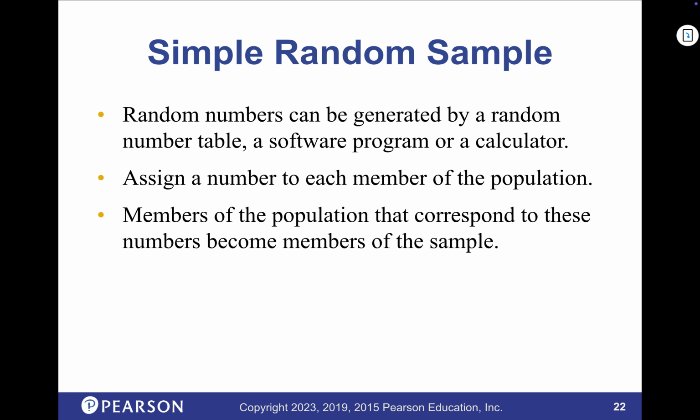We're going to walk through one method of doing this. One way is you could use a table of randomly generated numbers. Those exist. I guess once they're on there, they're no longer really random, but we'll talk about that. You would assign a number to each person in the group that you're trying to choose, and then members of the population that correspond to those numbers become a member.